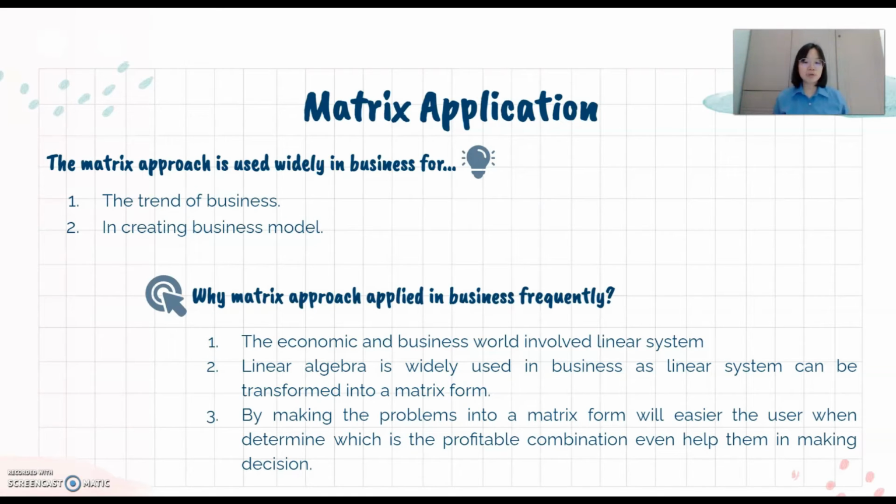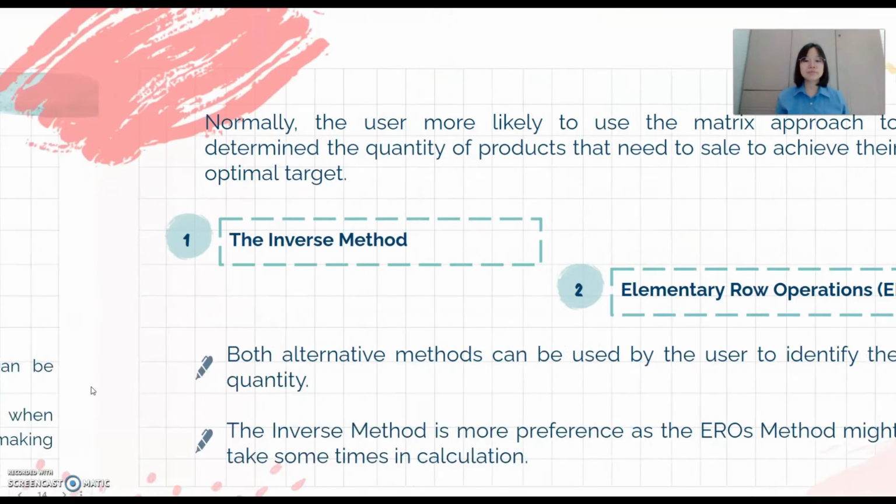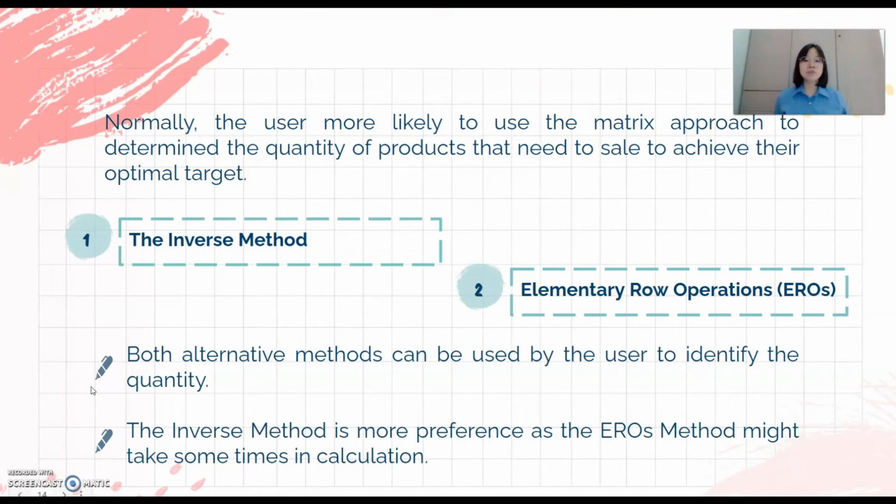So, putting the problems into a matrix form makes it easier for the user to identify the quantity that needs to be produced and sold to hit the highest profit for their business. It will also help them make the best decision for their business. Normally, the user would likely use the matrix approach to determine the quantity of product they need to produce and sell to achieve their optimal target.